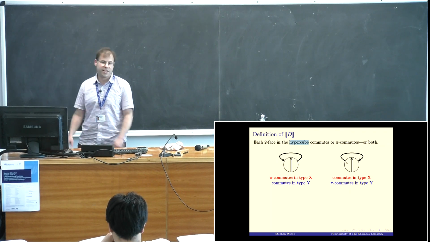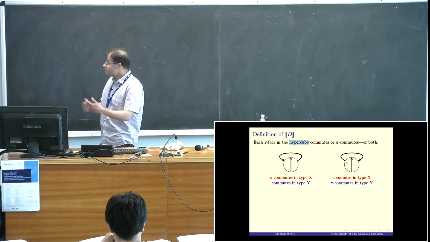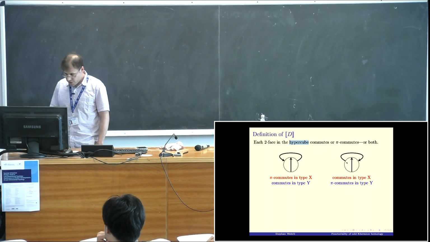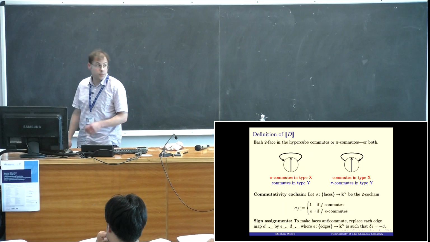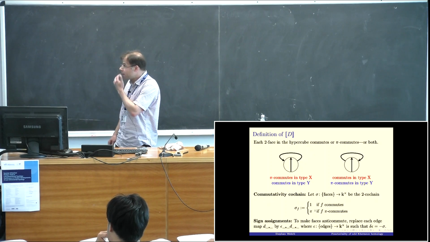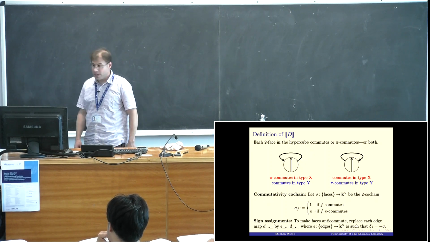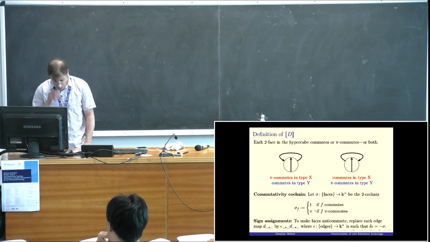And then in type Y, it's the other way around. And so one chooses one of these two types, and then one can define a commutativity cochain, just like a two cochain, which records whether each phase commutes or pi commutes. So it sends a phase to 1 if it commutes, and to pi if it pi commutes.